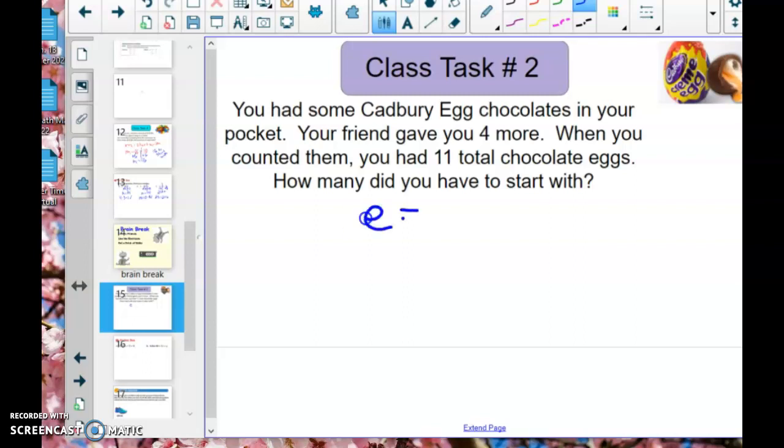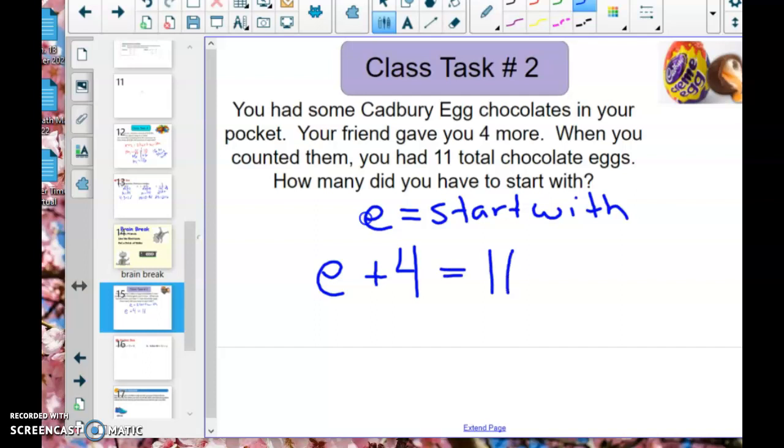Well, I'm going to say E is how many I started with. Now, E is how many I started with. Then my friend gave me 4 more, which brought my total to 11. Now, I want to figure out how many I started with.